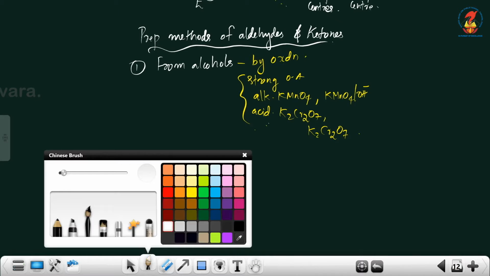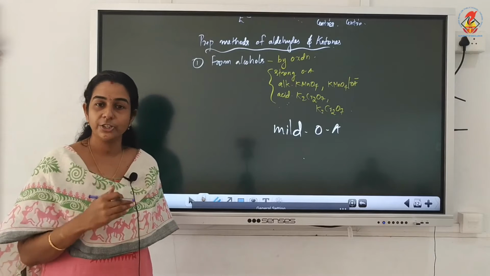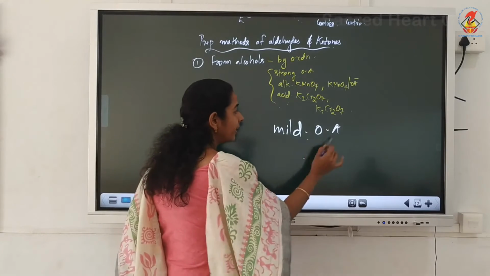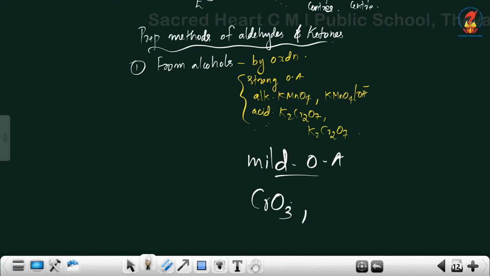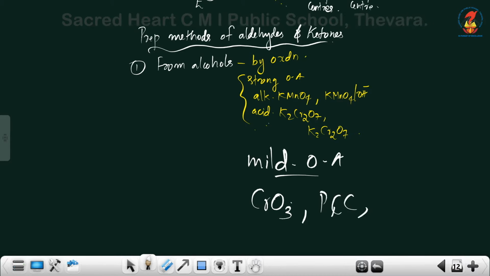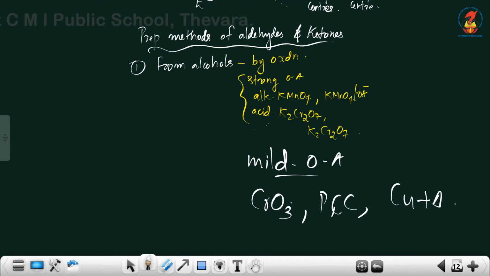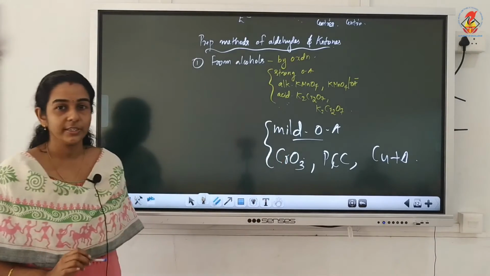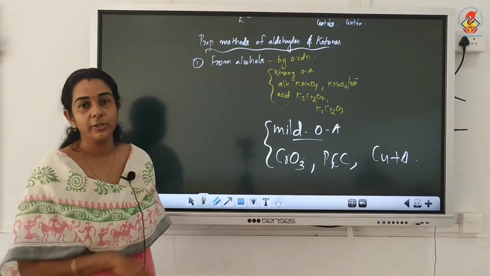Now, which are the examples of mild oxidizing agents? First of all, whenever we study reactions in organic chemistry, first study the reagents. So, which are the mild oxidizing agents? For example, CrO3, that is chromic oxide, then PCC. What is PCC? Pyridinium chlorochromate. Then we can use copper and heat. What do you mean by copper and heat? We are heating with copper. So, these are the examples of mild oxidizing agents. Keep it inside a box. So, first of all, study the reagents we are using.